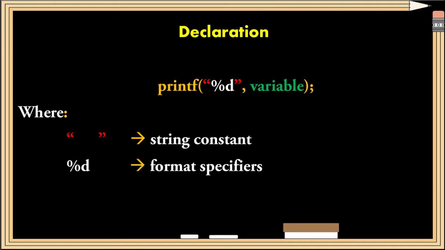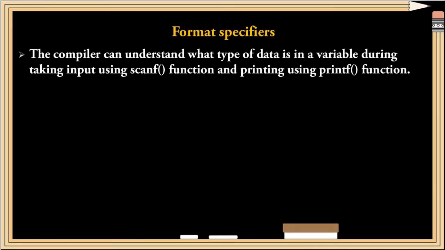Next, %d is nothing but the format specifier. The compiler can understand what type of data is in a variable while taking input using the scanf function and printing out the output using the printf function. The list of format specifiers is as follows.